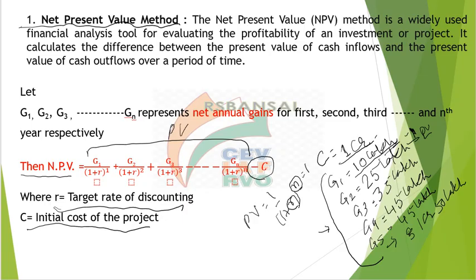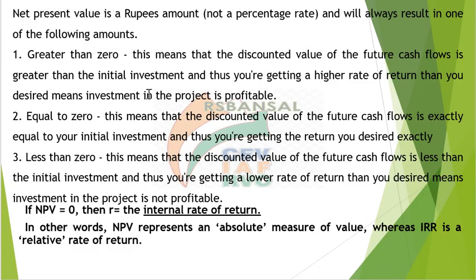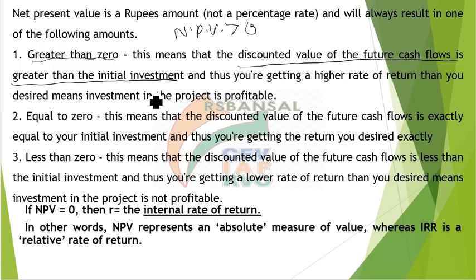Now from this value we will check three things. First we will check whether net present value is greater than 0. If net present value is greater than 0, what does it mean? It means that the discounted value of future cash flows is greater than the initial investment. So what does this mean? It means you will be getting a higher rate of return than you desire, meaning the investment in the project is profitable. So let us suppose your target is 14%.